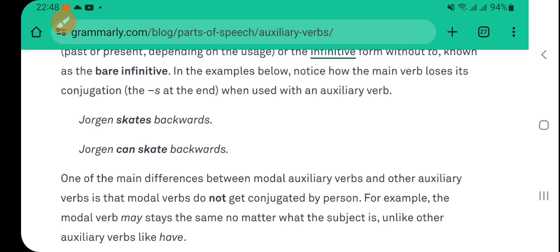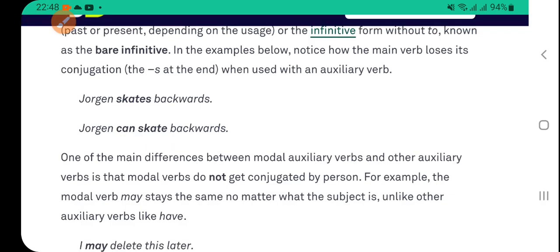So in the examples below, notice how the main verb loses its conjugation s.